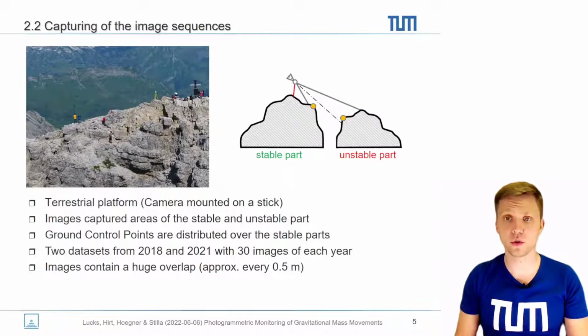In our experiment, we use a terrestrial platform, simply a camera mounted on a stick, to capture the image sequences. Our image sequences are generated in such a way that they contain areas of the stable as well as the unstable part of the summit. On the stable one, we placed some ground control points, so the images can be registered to a local global coordinate system. We used two datasets, one from 2018 and one from 2021, with 13 images of each year. The images had a huge overlap. Approximately, they were taken every half meter.